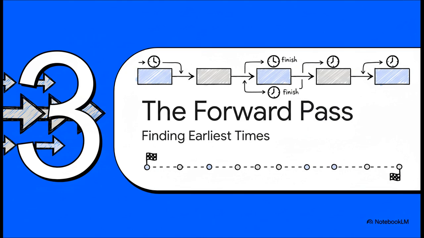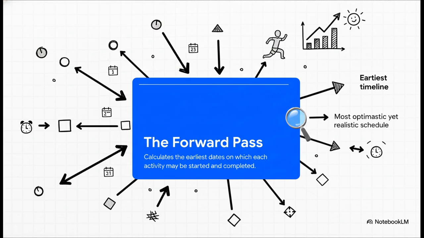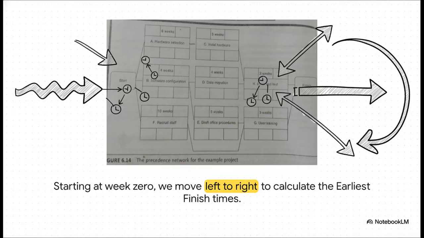All right, now for our first big calculation. This is called the forward pass. And the goal here is actually pretty simple, but it's super powerful. We want to find the absolute earliest time that each and every activity can possibly start and finish. So yeah, that's the formal definition. We're basically working our way forward through that network from start to finish to figure out the earliest possible timeline. Think of it like this: it's the most optimistic schedule you can have, but one that's still totally realistic based on the tasks and their durations.